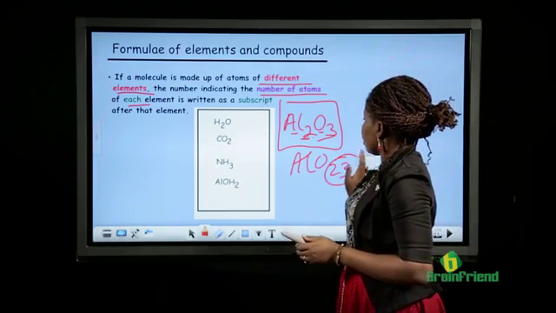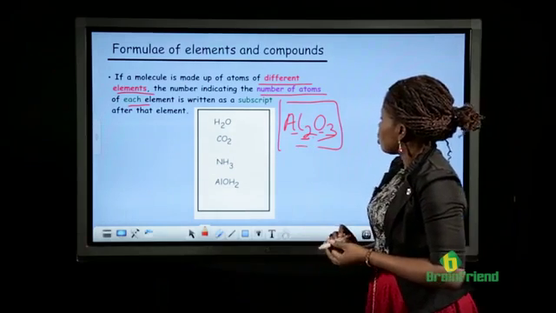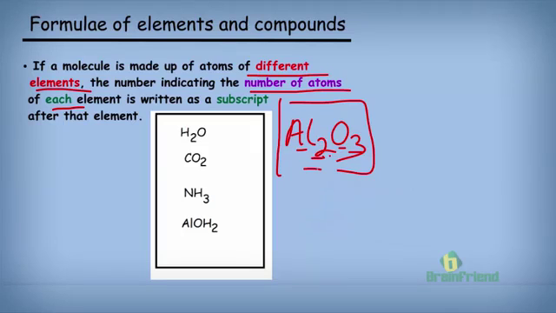So these are simple rules when it comes to writing chemical formulas of elements. For example, we have water here. This shows us that we have 2 atoms of hydrogen and 1 atom of oxygen. Obviously, we will not put 1 here. It just shows us that we have 1 atom of oxygen. Here we have 1 atom of carbon and 2 atoms of oxygen. We have 1 atom of nitrogen, 3 atoms of hydrogen, and so on and so forth.